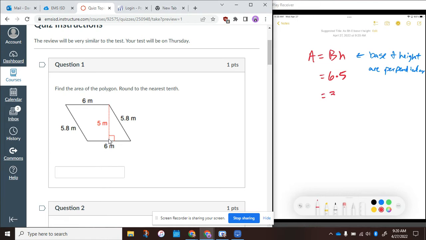The only base and height, the only numbers that we're going to use are this 6 and this 5. If we're doing base times height, it's just a matter of 6 times 5. So our area is going to be 30 square meters. On your Canvas problem right here, you don't have to put in the square meters part. You can just put in 30, and that'll do the trick.